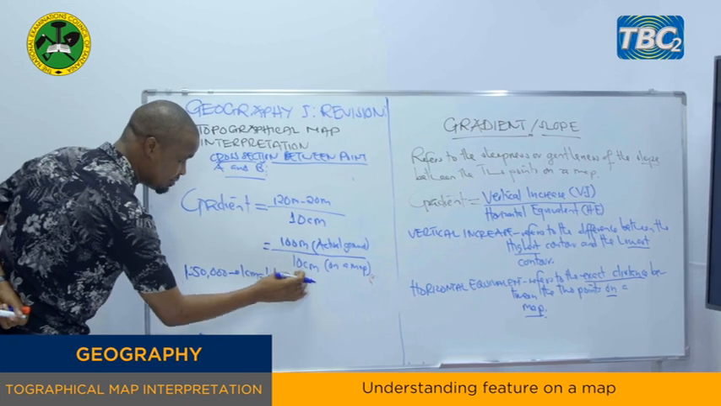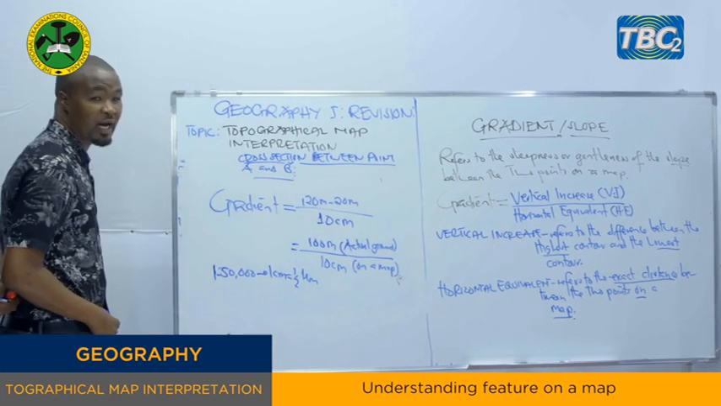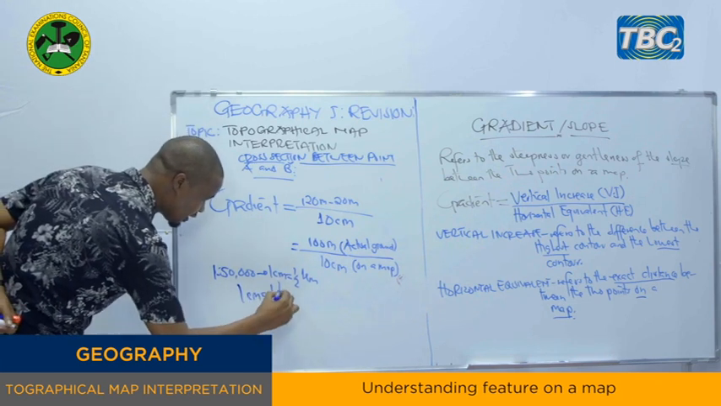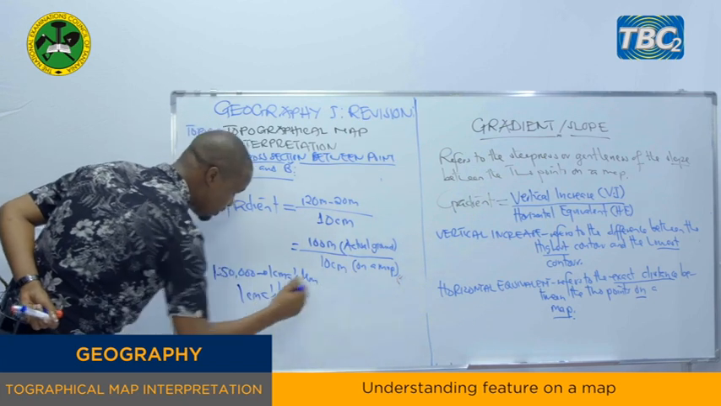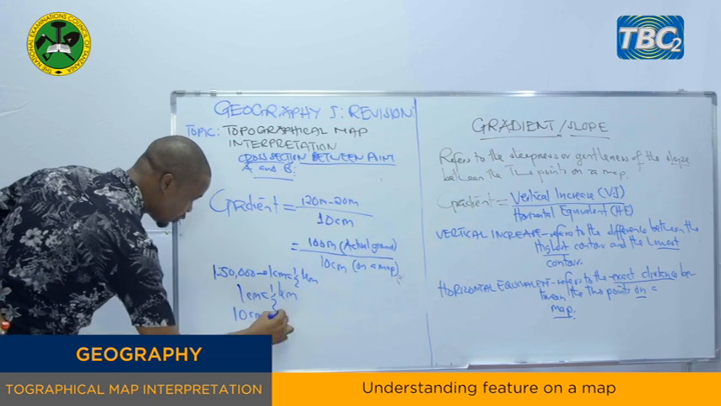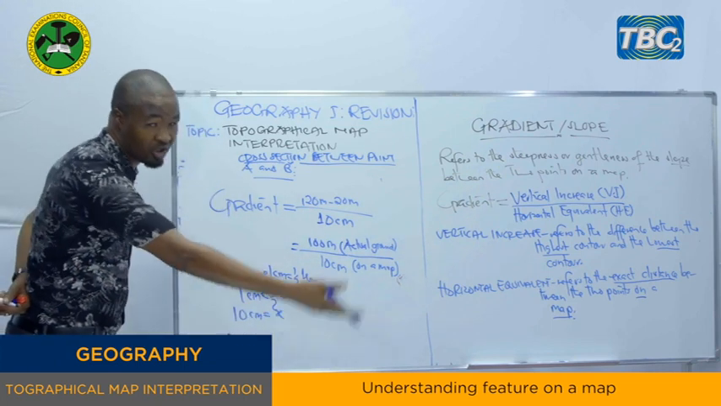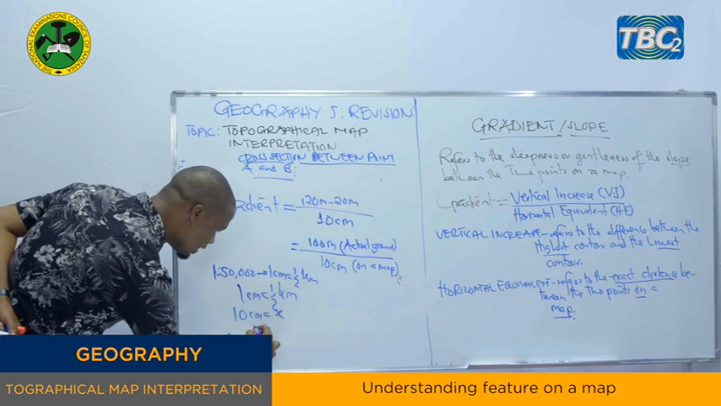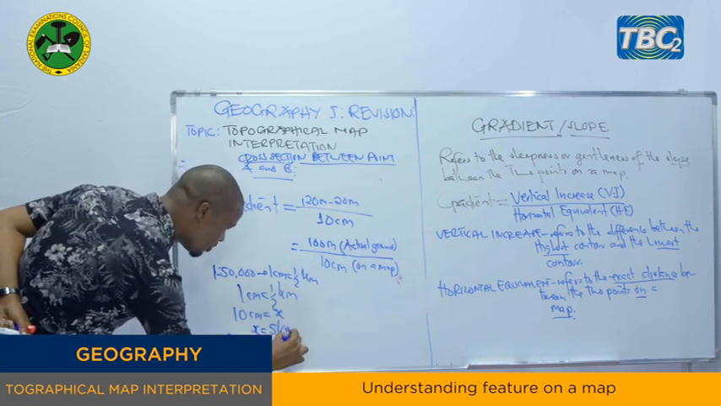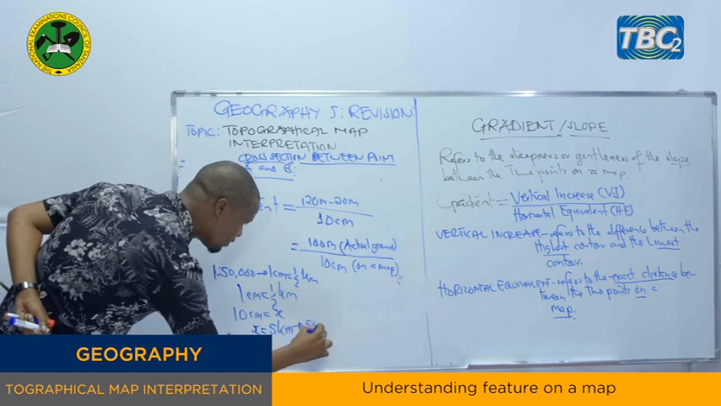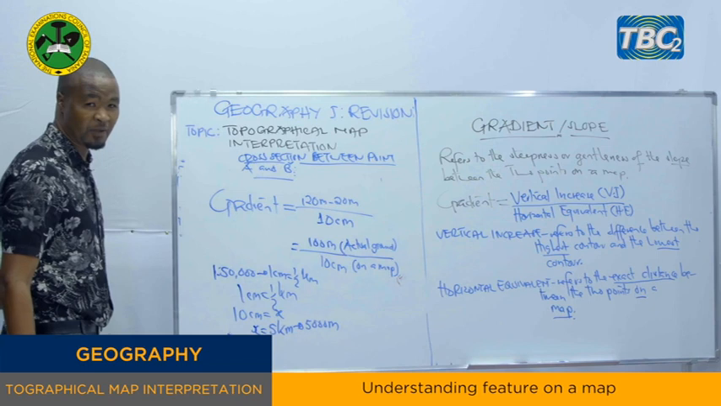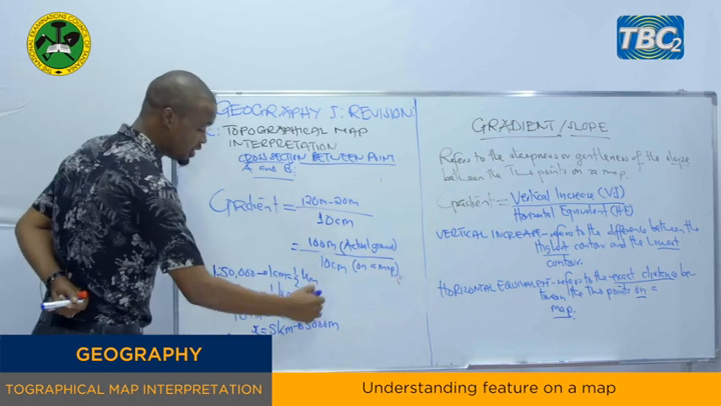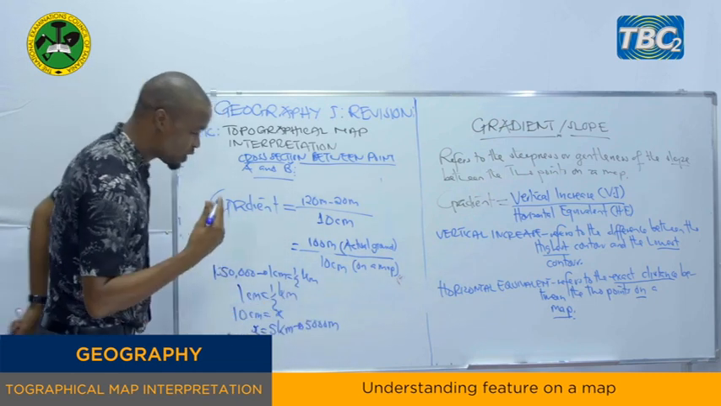So you have to change this 1 centimeter, which is on the map, into the actual measurement units. I will say 1 centimeter is equal to 0.5 kilometer. Then how about this 10 centimeters, which is on a map, how many kilometers will it give me? Thereafter, we'll change into meters using the normal mathematical calculation. From here, we get x equal to 5 kilometers. So 5 kilometers is equivalent to 5,000 meters. So have you seen right now that this 10 centimeters on a map is equal to 5,000 meters? Then from there, you can calculate your gradient.